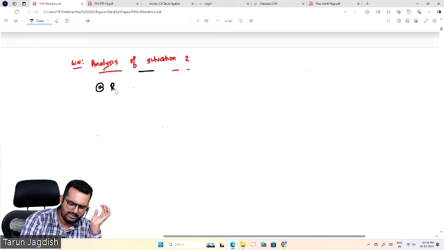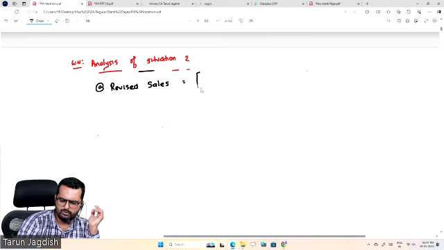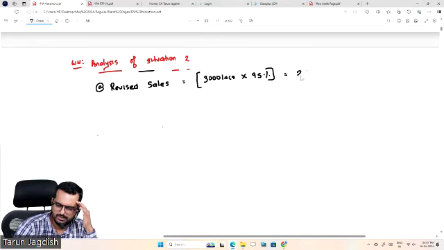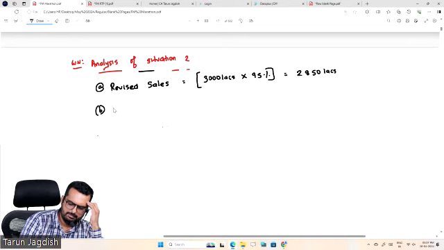Okay. So you'll write down point number A, revised sales. Everyone tell me what will be the revised sales. Earlier it was 3,000 lakhs into 95%. So what is 3,000 lakhs into 95%? 2,850 lakhs.